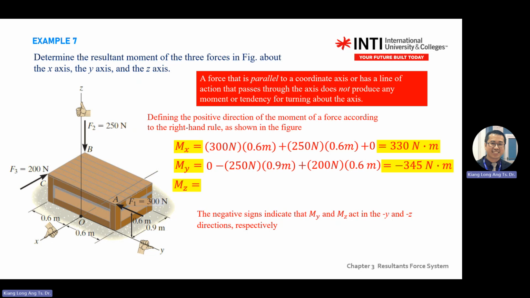Z is also the same. If you see from z, use the right hand rule. F2 now becomes 0, because you look down. So if you go to z, F2 goes parallel with your eyesight, so F2 doesn't generate anything. So when you look down, F1 will rotate. What's the direction of F1?